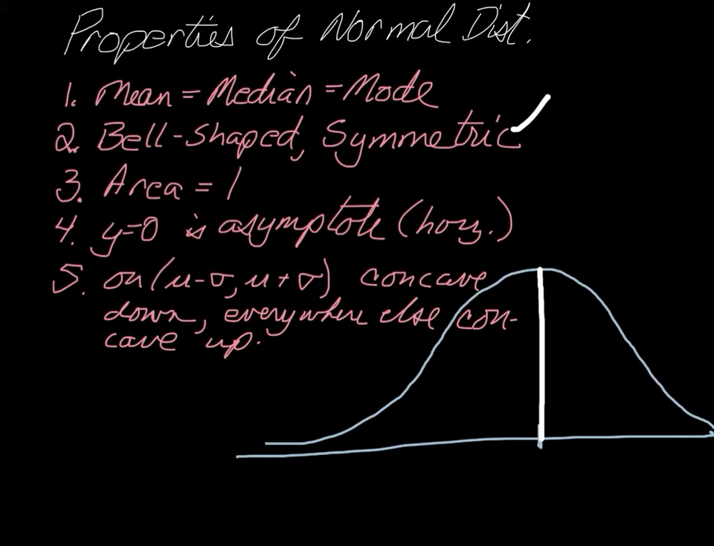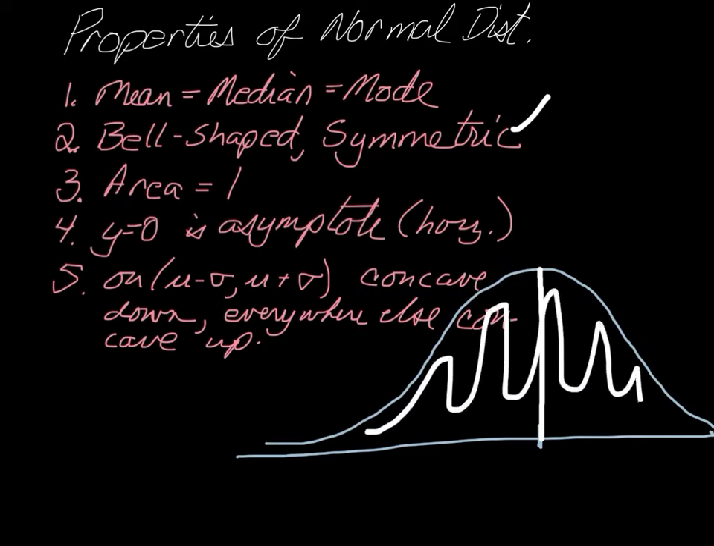Normal curves are bell-shaped. In other words, they are shaped like a bell, sometimes stretched out left to right or sometimes squeezed up left to right. The other thing that's important about the normal curve is that the area, which is all this space in here under a normal curve, is equal to 1.